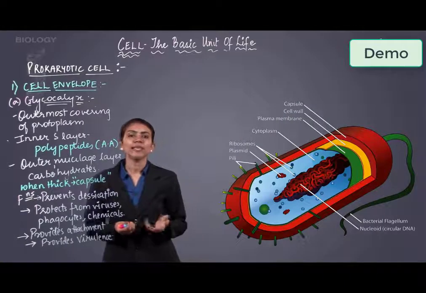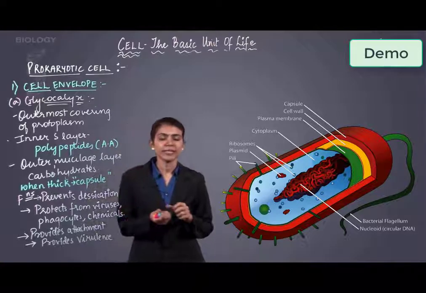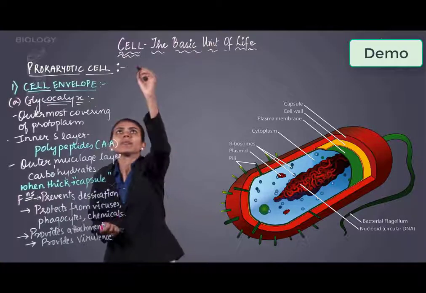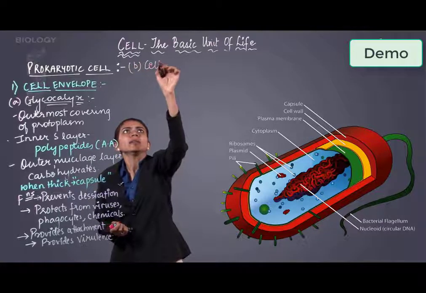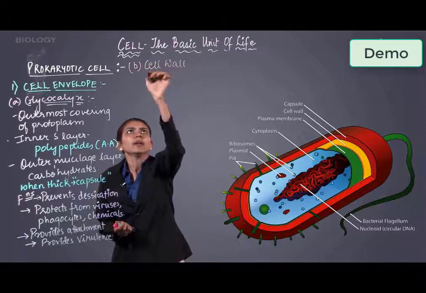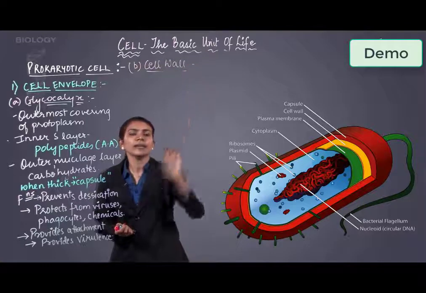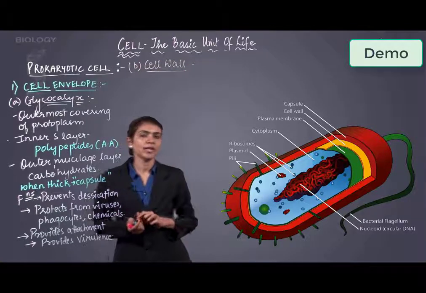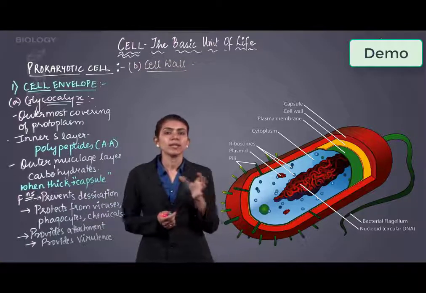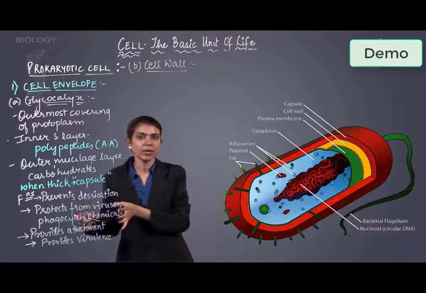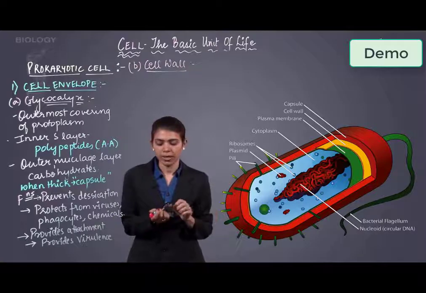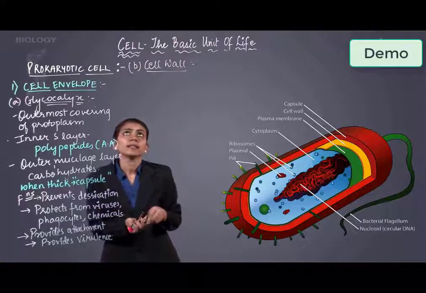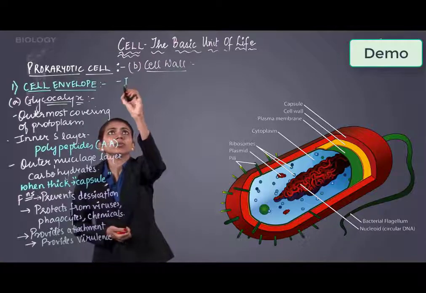We now go on to the second layer of the cell envelope, which is the cell wall. So we have at B the layer called the cell wall. We can see in the diagram that the cell wall lies inner to the glycocalyx. At the same time, it is the layer which lies between the glycocalyx and the innermost layer of the cell envelope, which is the plasma membrane.